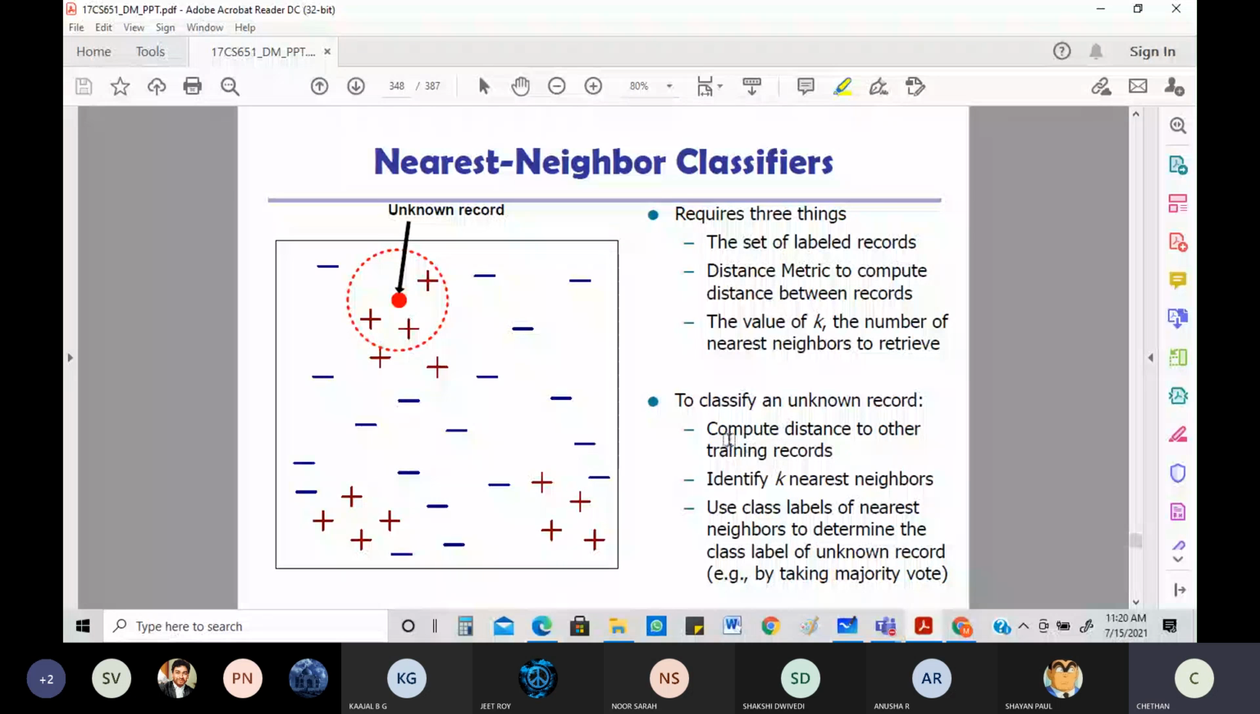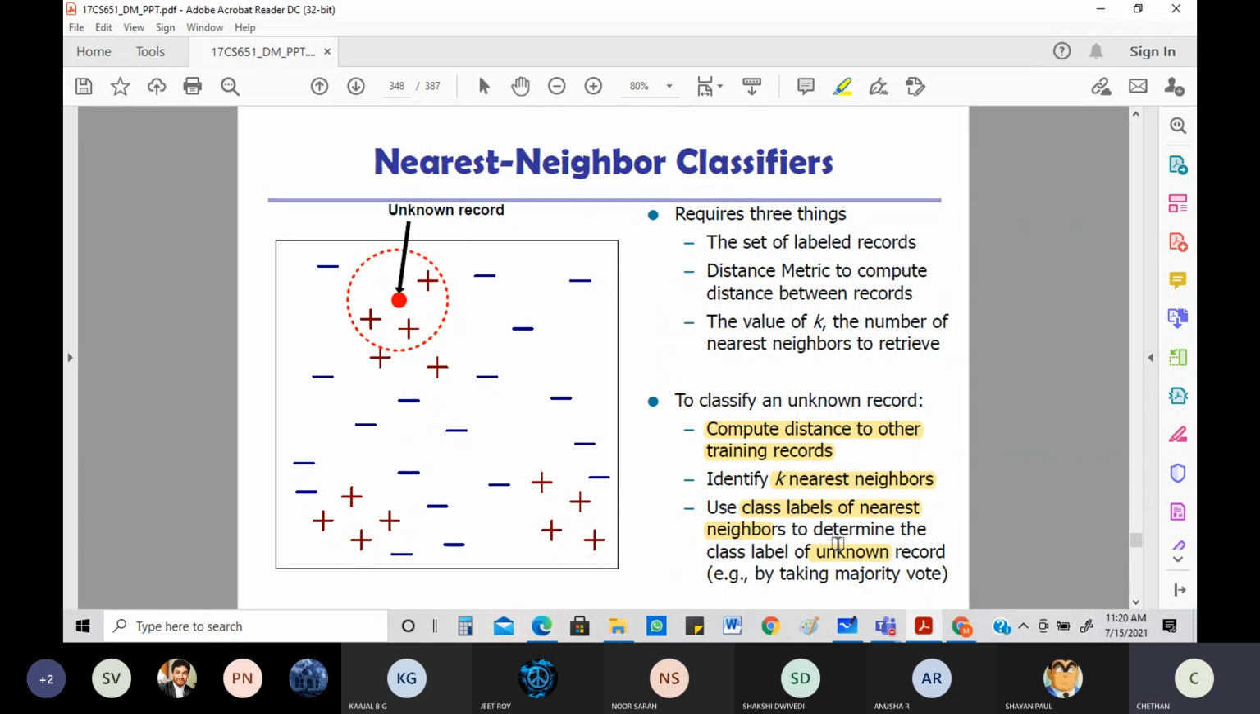First point, you are going to compute the distance to other training records. Next one, we are going to identify the k nearest neighbors. Then use the class labels of the nearest neighbors, or in very simple terms, we are going to use the characteristics of those neighbors to determine the characteristics of the unknown record.